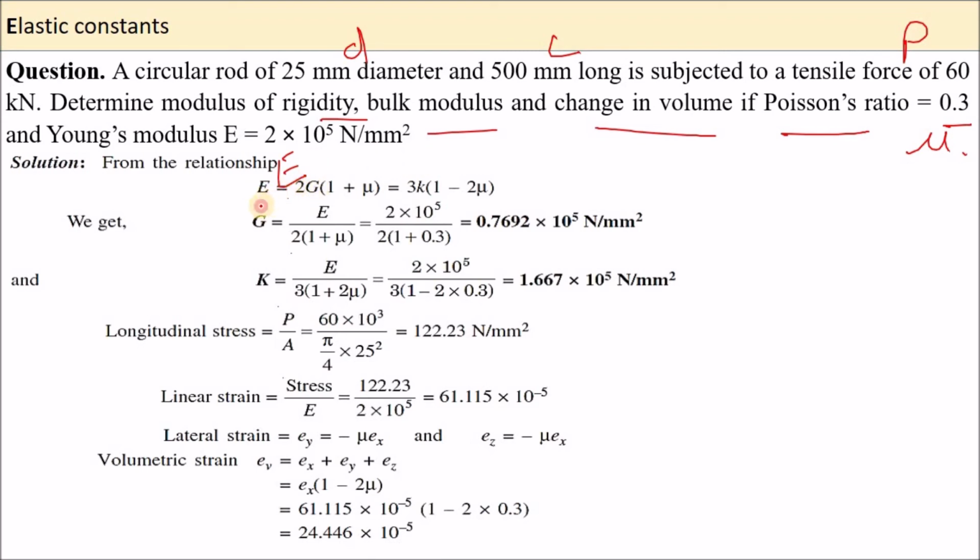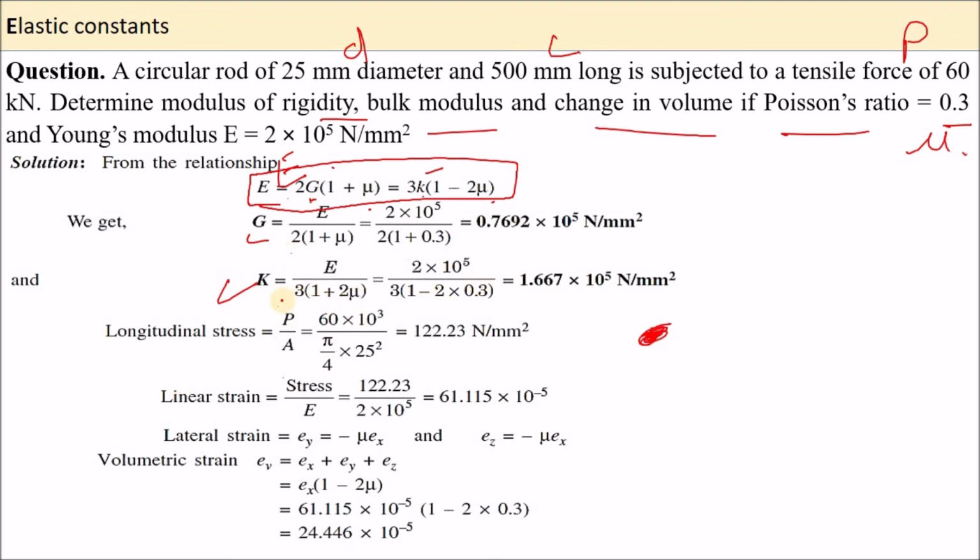We have a relationship between E, G, mu and K. From this formula we could find Poisson's ratio. In this formula, two are unknown, G and mu. In this formula, K and mu are unknown. Okay. No, mu is given. Poisson's ratio is given. We need to find the modulus of rigidity, bulk modulus and change in volume. So mu is a known value. So in here G is unknown, here K is unknown. From these two equations we can find G and K.